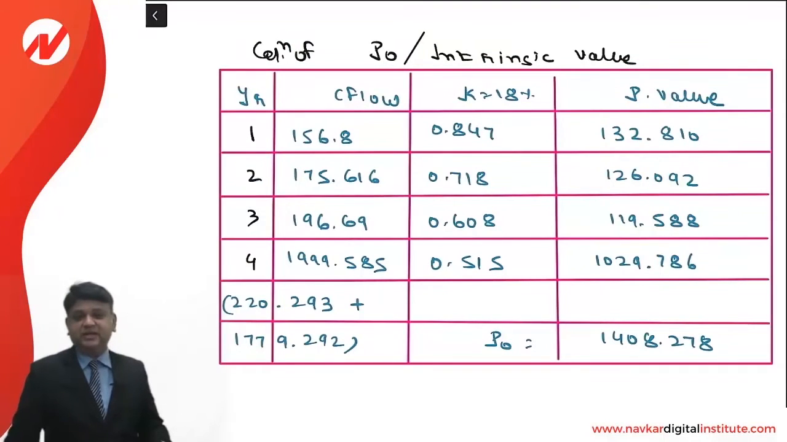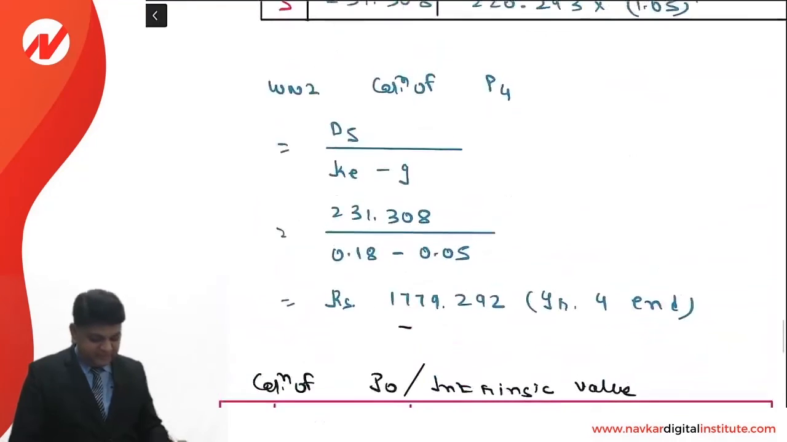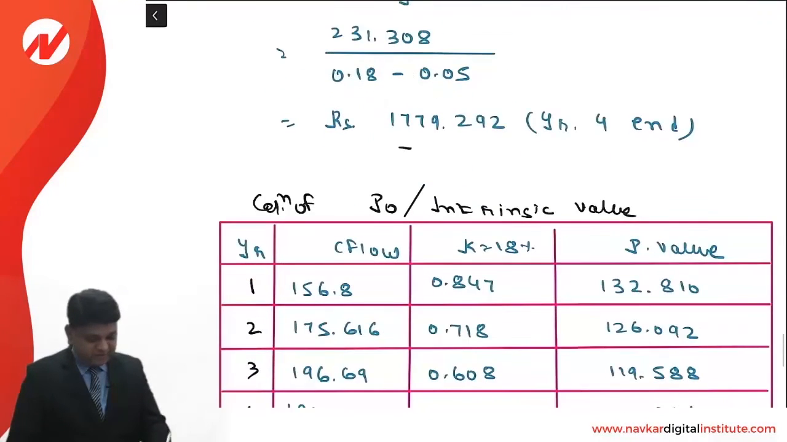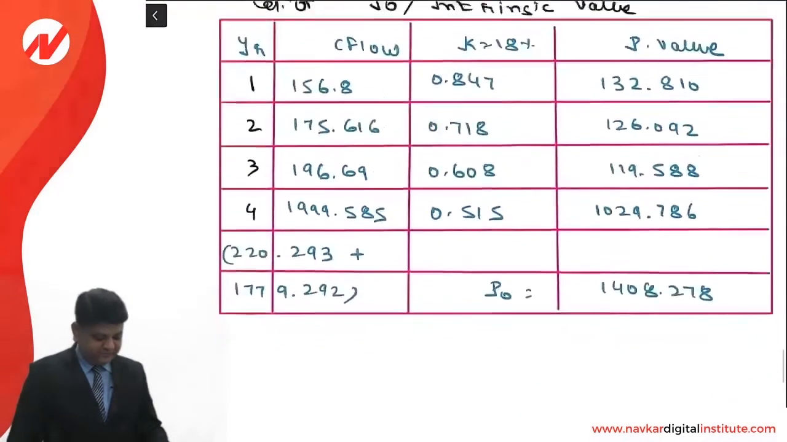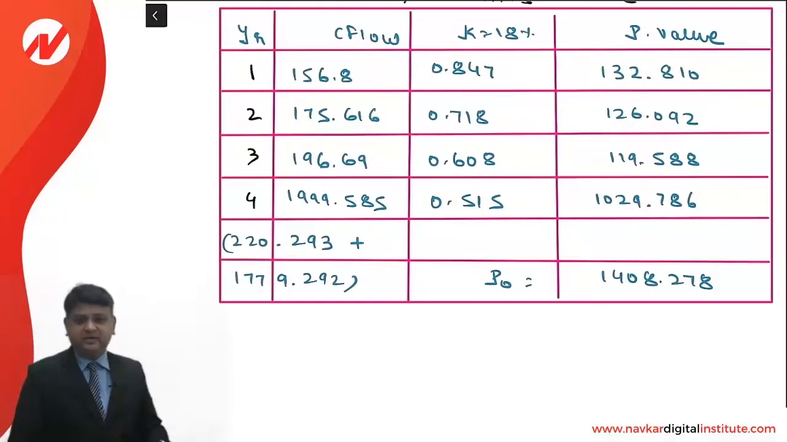Importantly, friends, remember that taking into account the fifth year income, that is fifth year dividend income, whatever the value that we compute, it is of the fourth year end. That is what you have to understand carefully. Okay, the price that we have calculated is 1408.278.